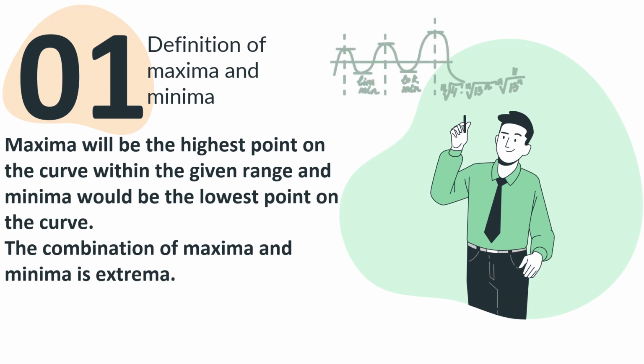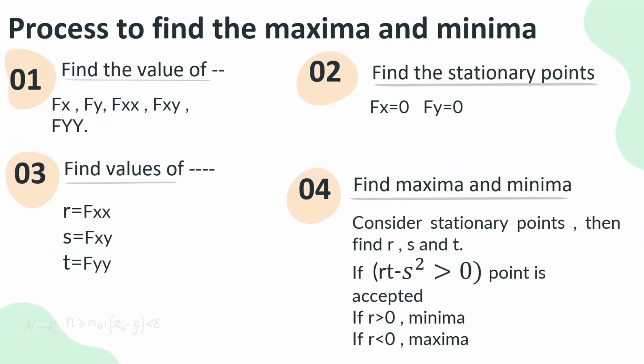So how do we define the maxima and minima? The maxima is the highest point on the curve within the given range, and the minima is the lowest point on the curve. If we look at this curve, we will be able to understand the maxima and minima very easily. So it is the curve, okay. Here we will get the maxima point. Here we will get the minima point.